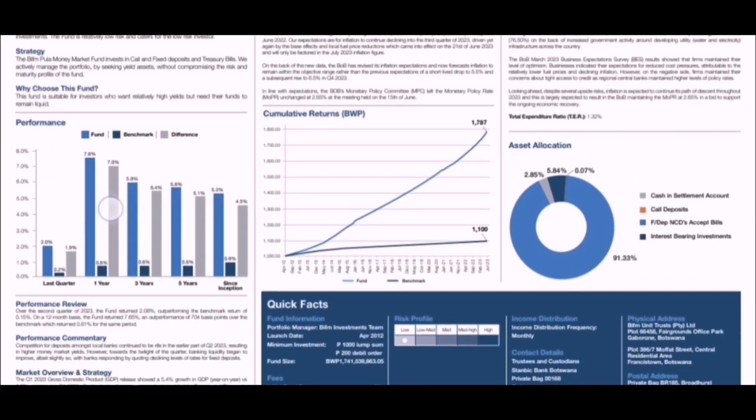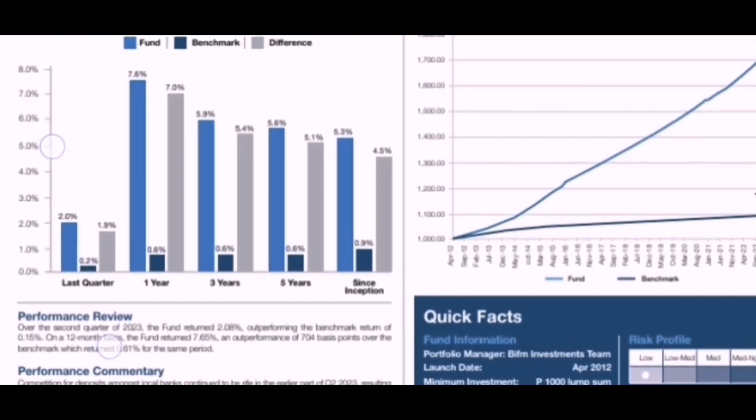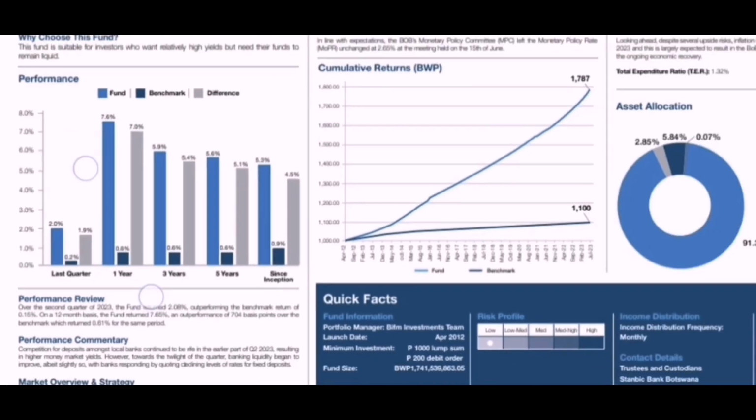Let's go to the performance of the fund. As depicted by the bar graph there, you can see the fund's performance against benchmark. As we look at year 1, 2, 3 up to 5, and since inception, you can see that in year 1, the fund performed at 7.6% against the benchmark. Benchmark was at 0.6%, so the difference there was 7%. So it means that this outperformed the benchmark. This is very important. But when you look at the quarterly performance there, you can see that the fund is giving you like 2% against a benchmark of 0.2%, which is still far ahead of the benchmark. So that's the performance of the fund.